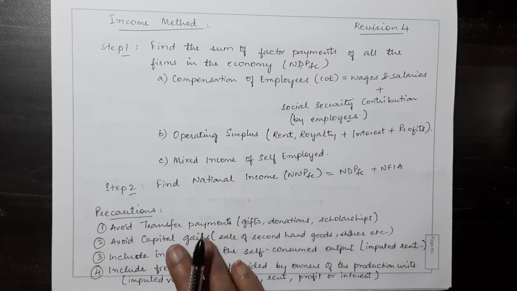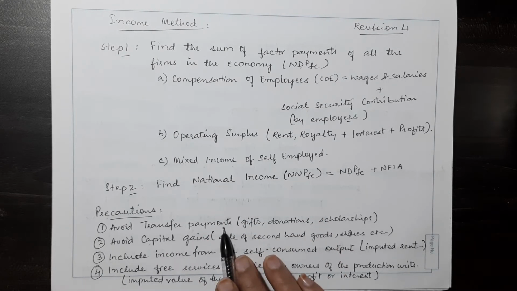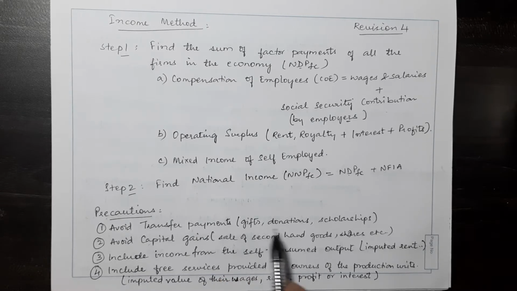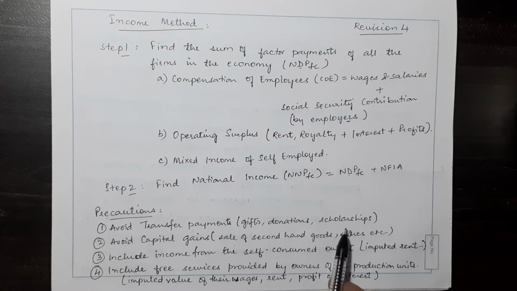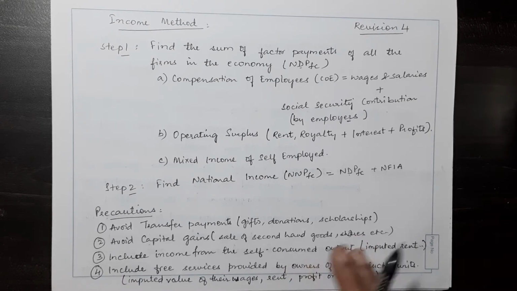However, there are certain precautions to be taken. We need to avoid the transfer payments that are made as gifts, donations, scholarships, etc. Then we need to avoid the capital gains and the windfall gains. Windfall gains from the lottery, etc. Capital gains from the sale of second-hand goods, shares, etc. However, if a commission is earned, then that has to be included.